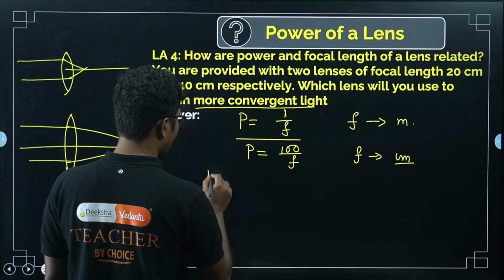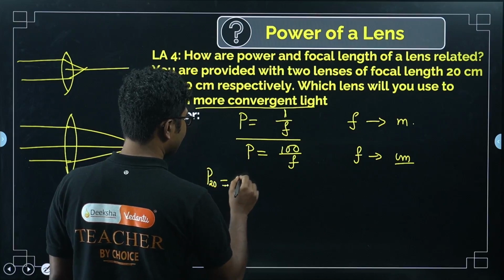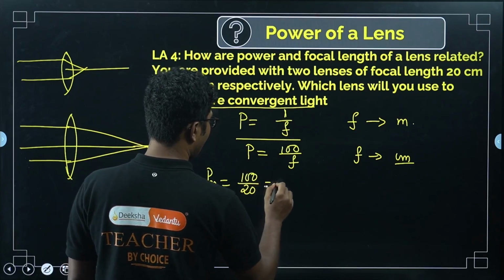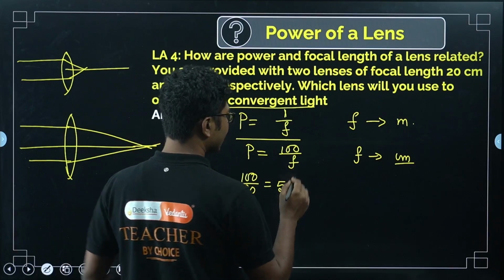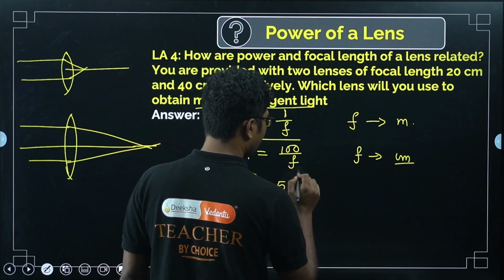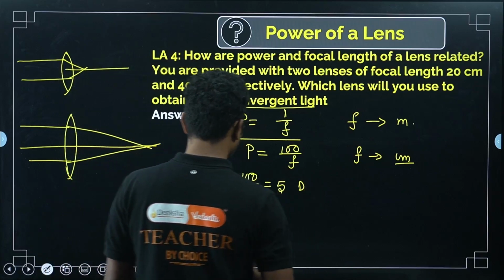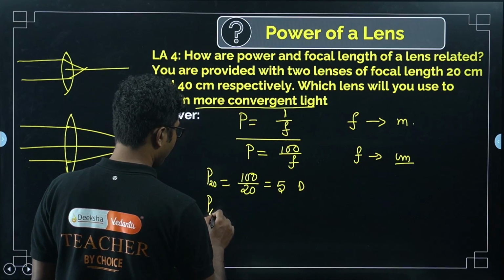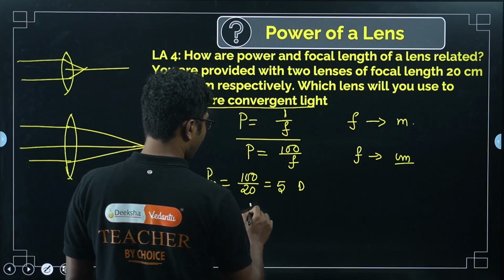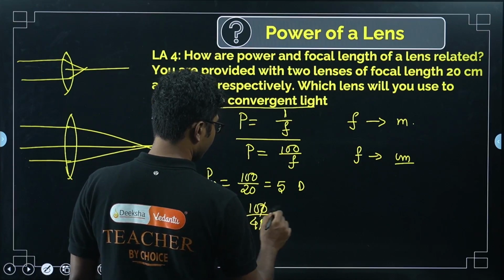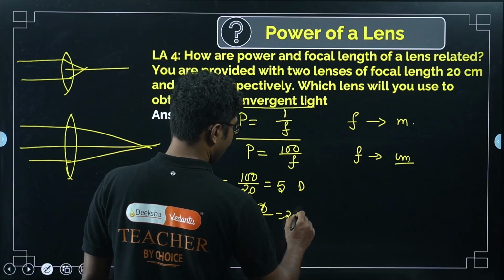Power P20 is basically 100 divided by 20. So power is 5, and its unit is diopter, or D. Diopter, or D, is the unit of power. Now P40 is 100 divided by 40, so it is 2.5 diopter.